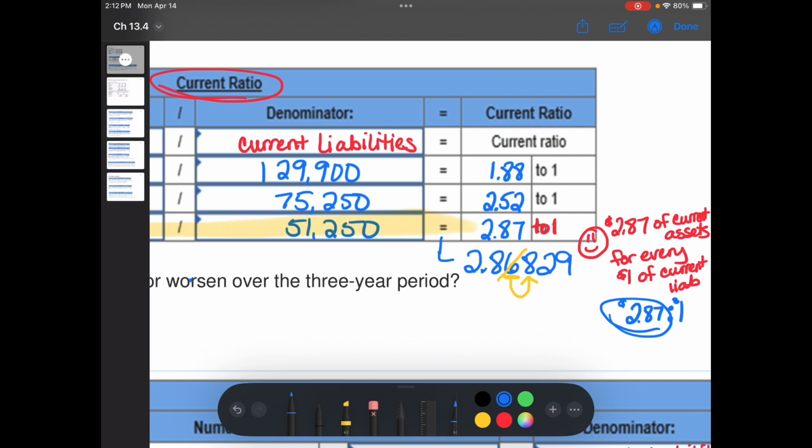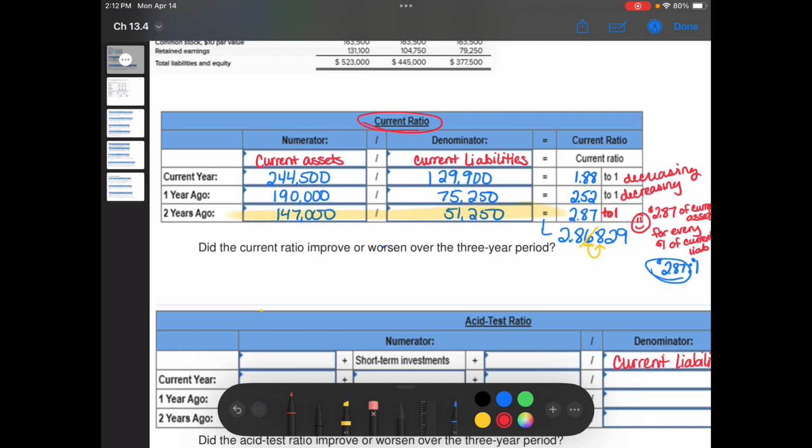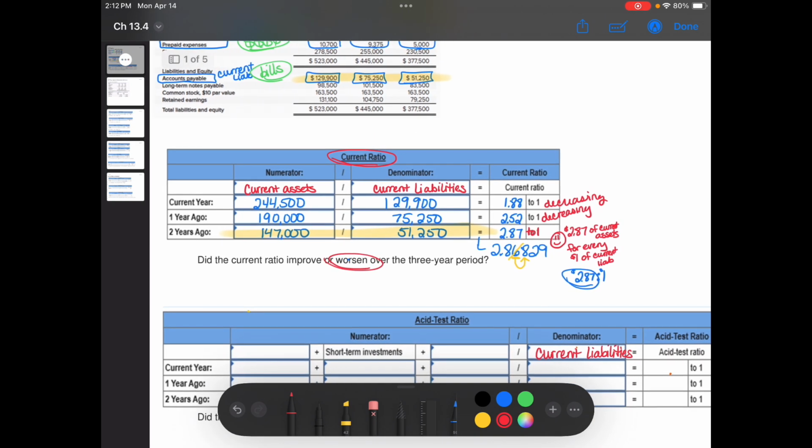That first one was good, but it is decreasing. So it's going down. It's decreasing. And unfortunately, we don't want that. We want it to be increasing. So because both of those years are decreasing compared to that first year, it's worsening. So that would be our answer to this problem.